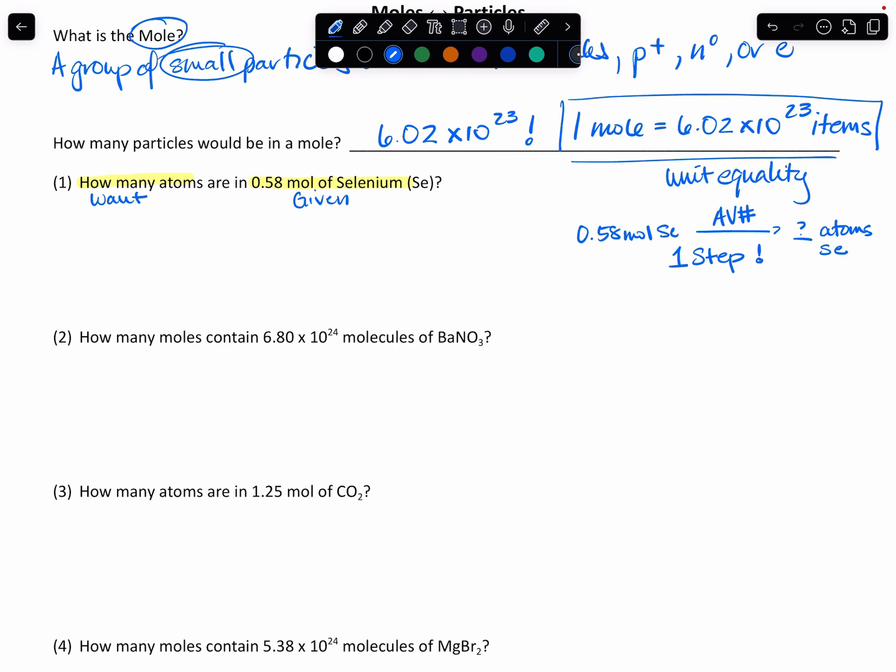All right, so I start with what I've been given, 0.58 moles of selenium. All right, and my conversion factor is going to put that unit in the bottom. So moles of selenium in the bottom and atoms of selenium up top. And I know that for every 1 mole of selenium, it's going to contain 6.02 times 10 to the 23rd atoms.